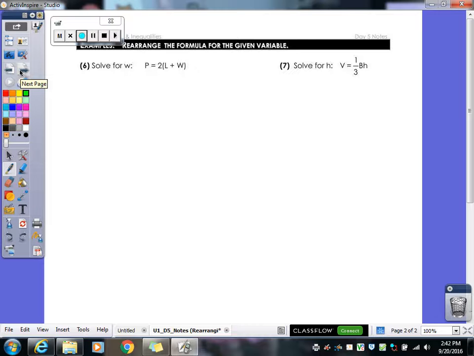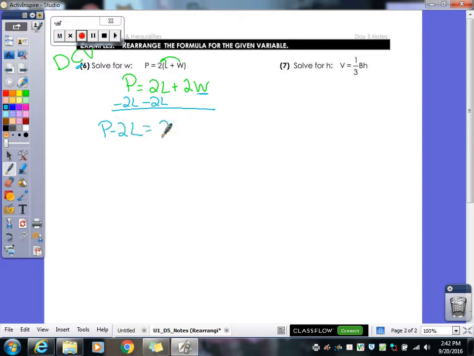If we take a look at our two examples on the back, again, you should be thinking DCV. We want to distribute the 2 first, so we get 2L plus 2W. Then we look to combine like terms, but we don't have any at this point. Now I'm going to go for my W and get it on its own. I subtract 2L from both sides and get P minus 2L equals 2W. Then I divide by the 2, so the W is entirely on its own. We get P minus 2L all over 2 equals W.